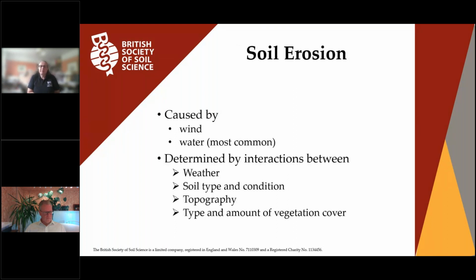Soil erosion can be caused by wind or water, water being the most common, and it's determined by interactions between the weather and the soil type and the topography and the amount of vegetation. So depending on whether you've got low flat land or sloping land, whether the crops are there in winter or summer, these are issues that will affect the soil erosion and therefore the versatility of the land. And so we need to take that into account. And you can clearly see the effects of soil erosion when it occurs, particularly by water, with the formation of rills and gullies.